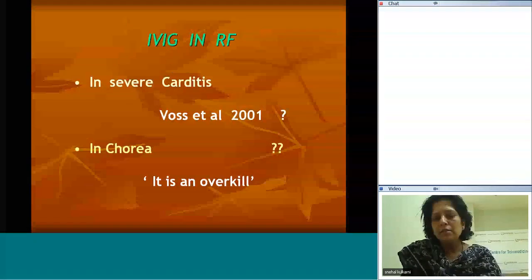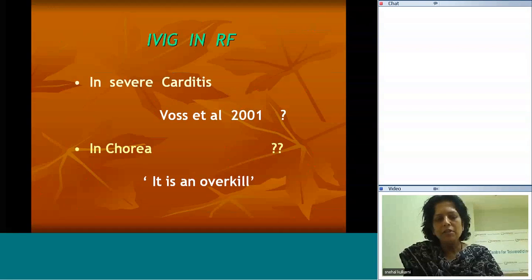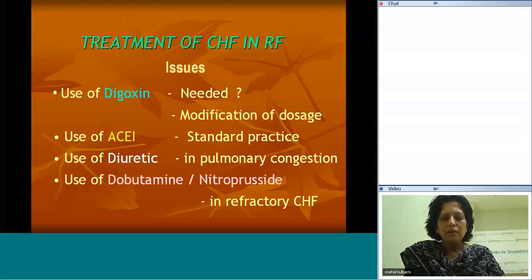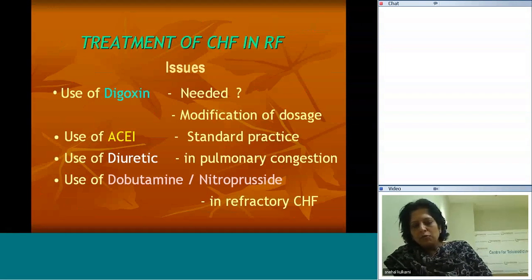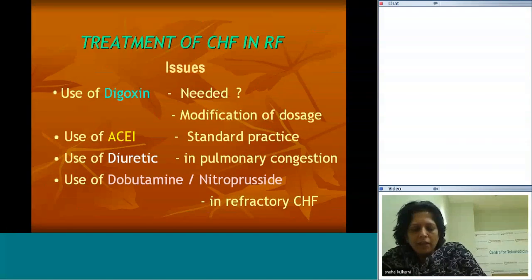So again, I said there is a controversial role of IVIG in patients with rheumatic fever. The other issue is the use of digoxin, because again, whether it's needed, we don't know, especially when we know that the underlying heart function in patients with even active carditis is absolutely normal. When they are in the acute phase, there is a risk of arrhythmias. So the role of digoxin is very controversial in patients with active carditis.